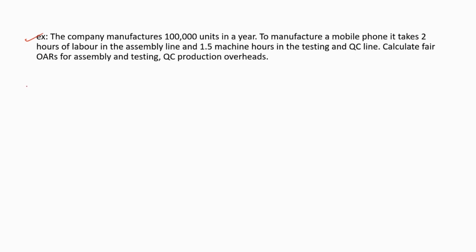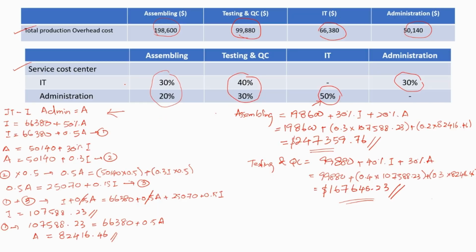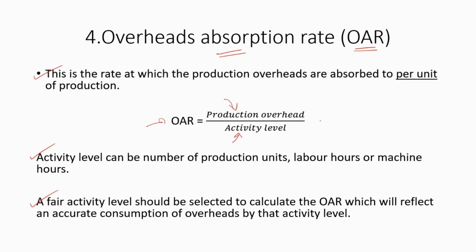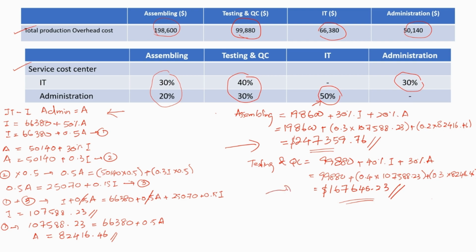So this is the same example as before. So for the assembling, production overhead is equal to, it is this value. Testing and quality control production overhead is equal to, it is this value.